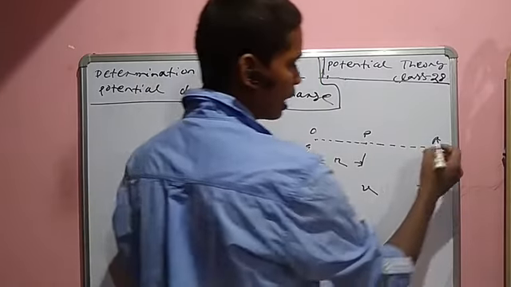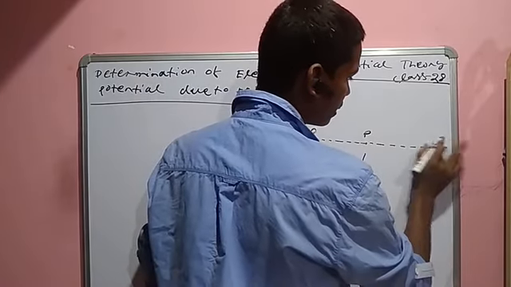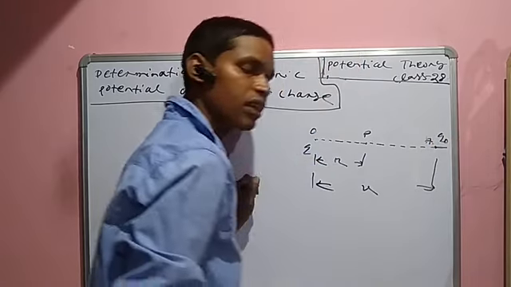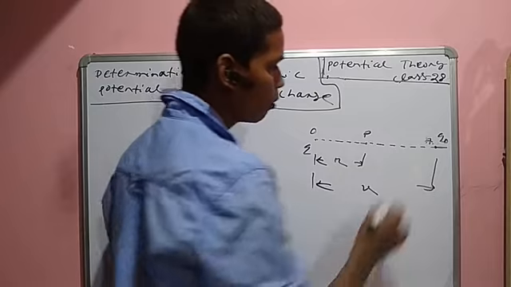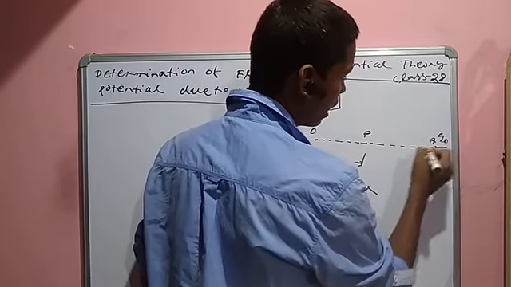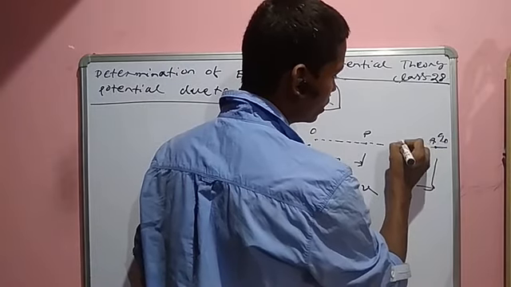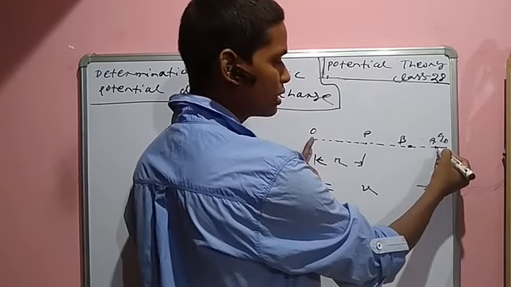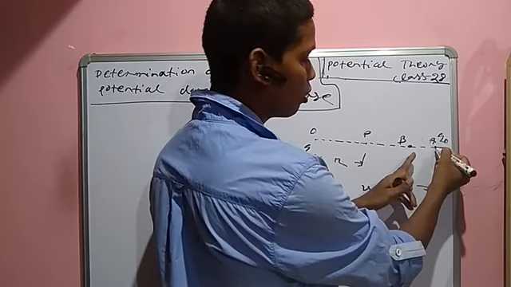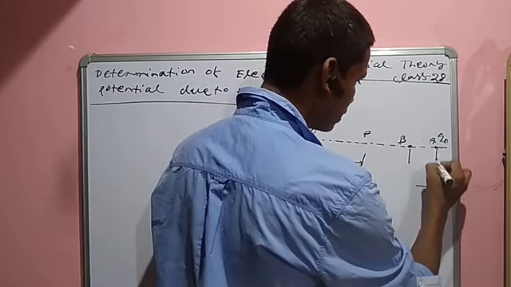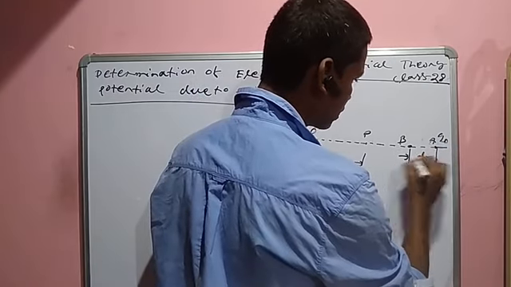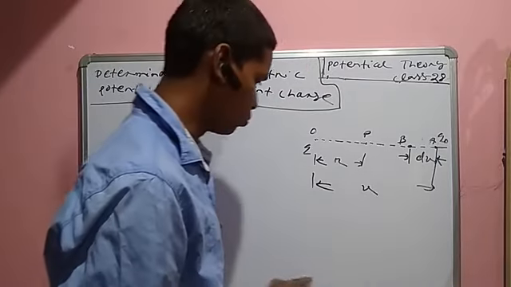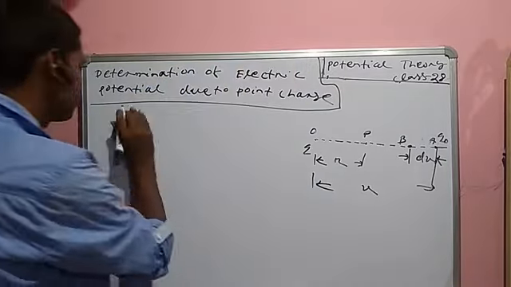Suppose at this point a charge q0 is placed. Suppose we choose another point B. That means O to A is x distance, and A to B is a very small distance, named dx distance.